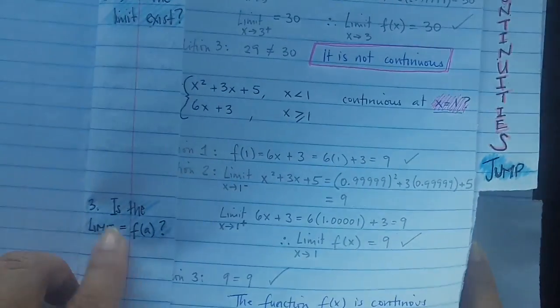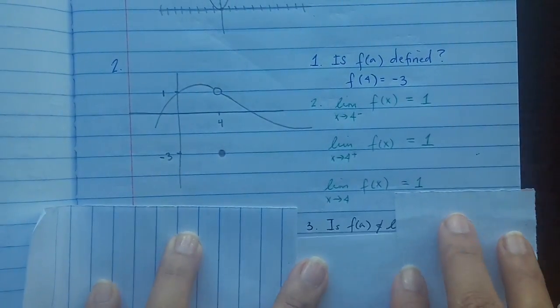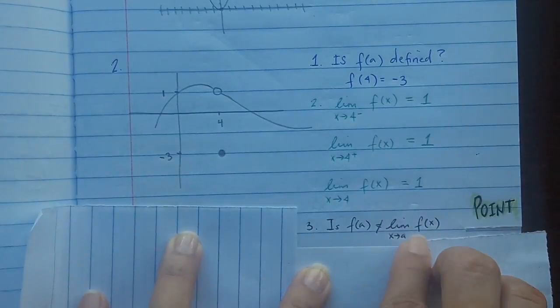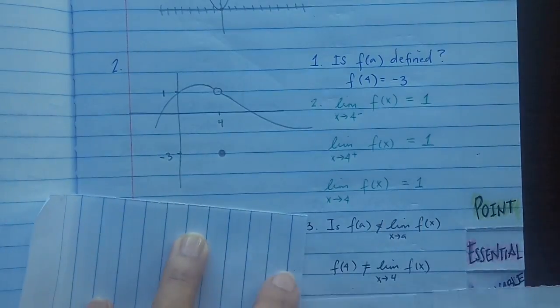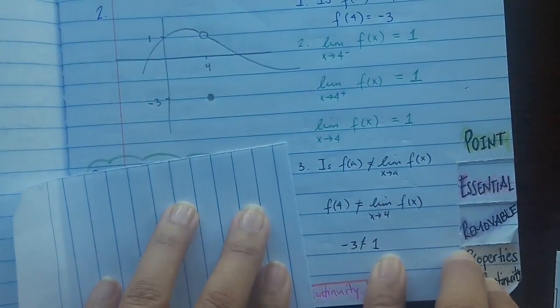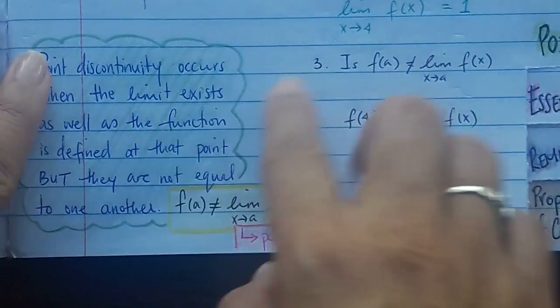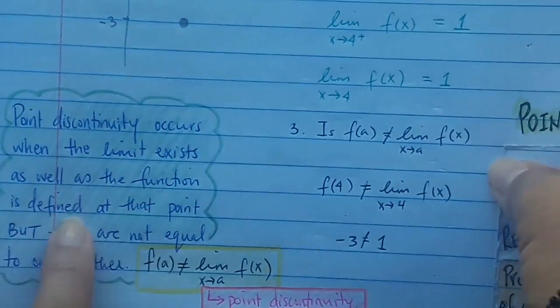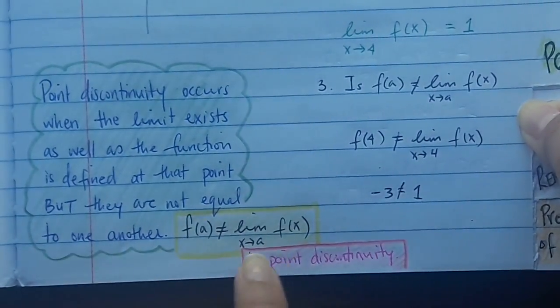Alright, the last thing in order for something to be continuous is the limit equal to f of a, where the function is defined. So let's take a look at it. We have negative 3 and 1. Those are not equal, therefore f of a is not equal to the limit as x goes to a of f of x. So point discontinuity occurs when the limit exists as well as the function is defined, but they are not equal to one another.